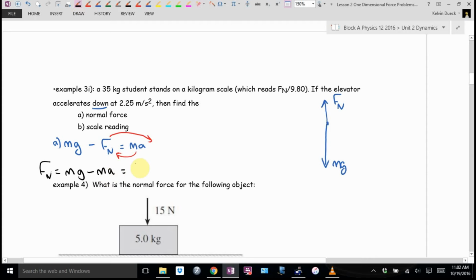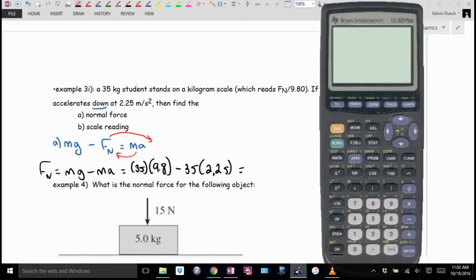Plug and chug. It's going to be 35 times 9.8 minus 35 times 2.25. I get 264.25, to 3 sig figs, 264 newtons.